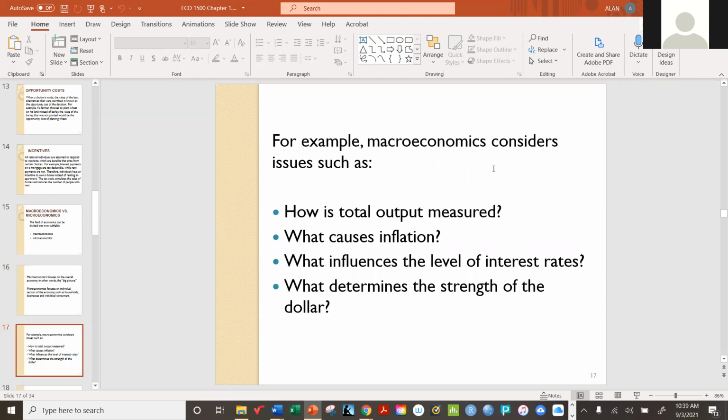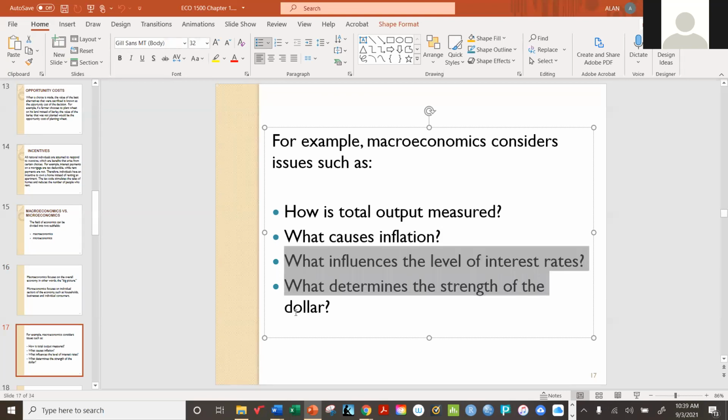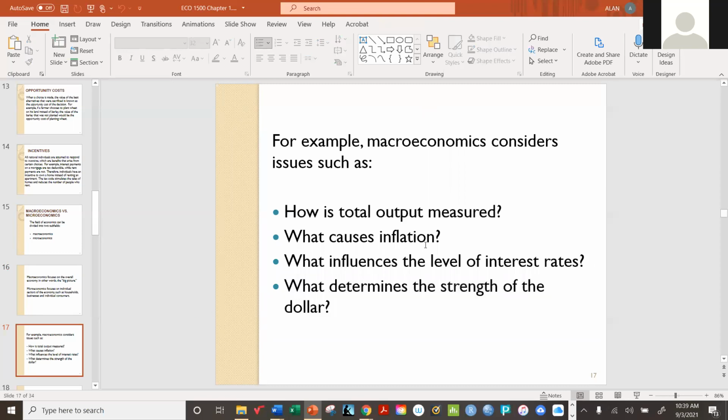All right. So we'll look at all these questions as we go along. How is output measured? What causes inflation? What determines the level of interest rates? What determines the strength of the dollar? These are all very important macroeconomic questions. So we will, as we go along, discuss all of these.